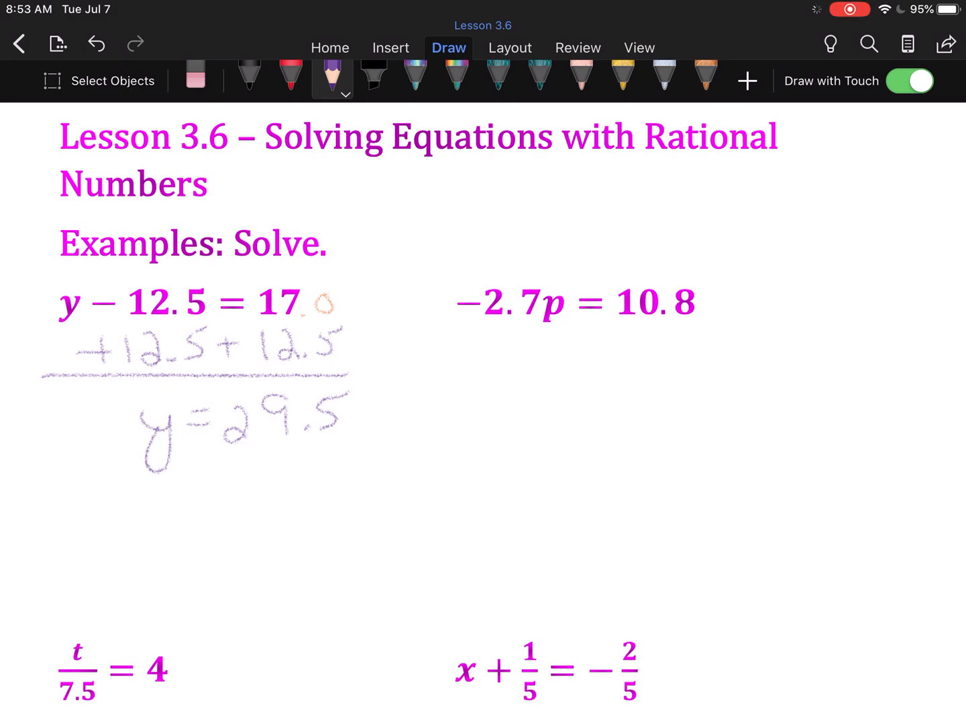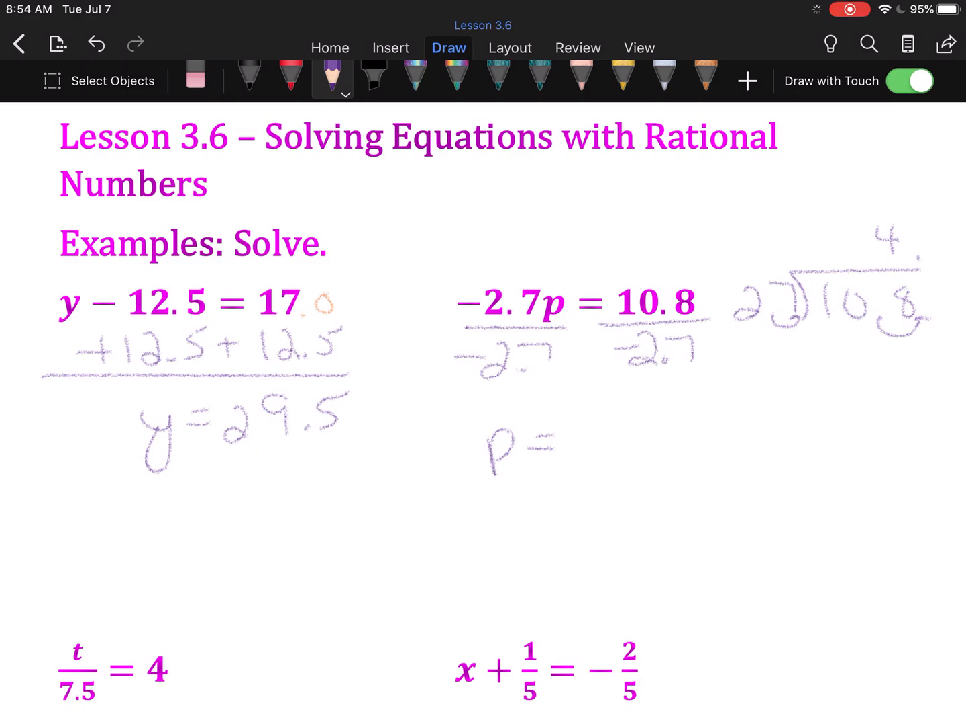On this next one, I'm going to divide both sides by negative 2.7. So let's see. 10.8 divided by 2.7. That's got to move once, that's got to move once. Are we lucky? Does 27 go into 108 perfectly? Yes. 27 goes into 108 4 times, spot on.